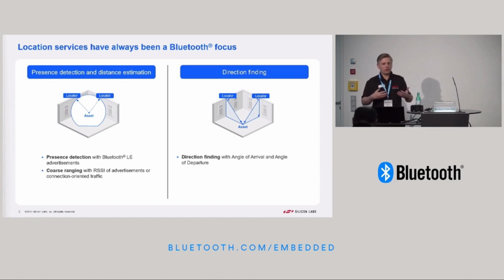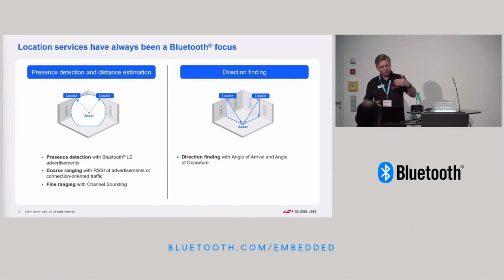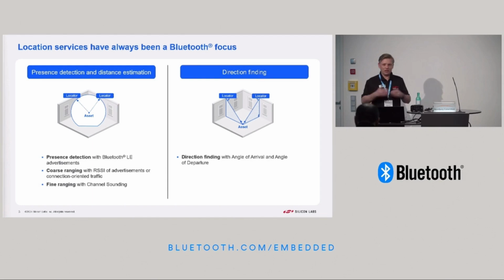Adding to that, we started using RSSI to do very coarse ranging, to do an approximation of distance between two endpoints, and channel sounding could be viewed as an evolution, a next step in that, to a fine ranging solution. And then on the other side, we also have seen direction finding using angle of arrival and angle of departure. That was adopted as part of the spec a number of years ago.